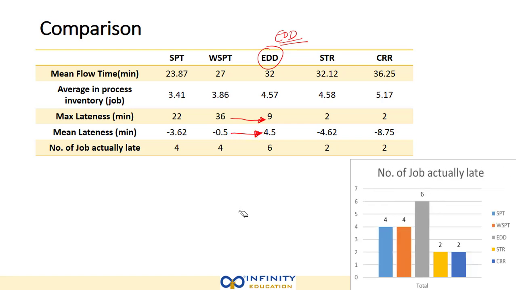Now the next one is the number of jobs which are actually late. As you can see from the graph, as you move from SPT to EDD, for a while the number of jobs actually late is increased, but it is again decreasing from STR to CRR. So we can say that STR and CRR are basically methods to reduce actual lateness. So this is a brief comparison of these methods.